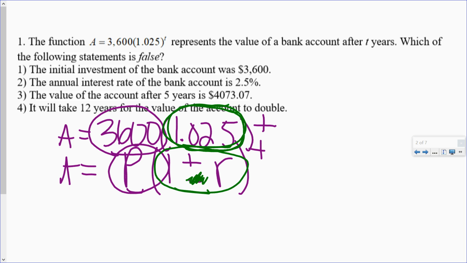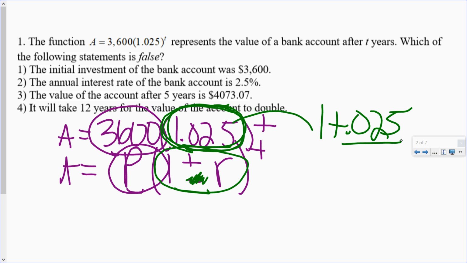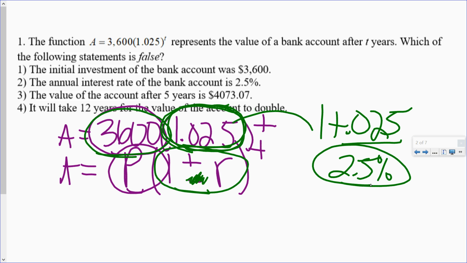This is 1 plus what? Well, this is 1 plus 0.025, which means the rate is 0.025 as a decimal, which means as a percent, if I were to multiply that by 100, it would be 2.5%. So before I even look at the specifics of this problem, I know that the initial or starting amount is 3,600, and I know that it's increasing by 2.5%. That's understanding and interpreting the components of an exponential equation.